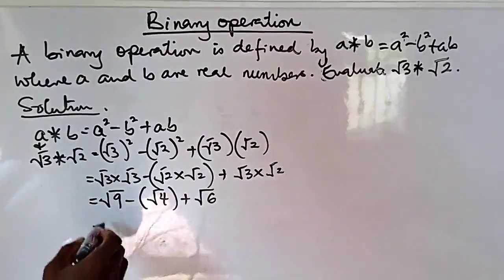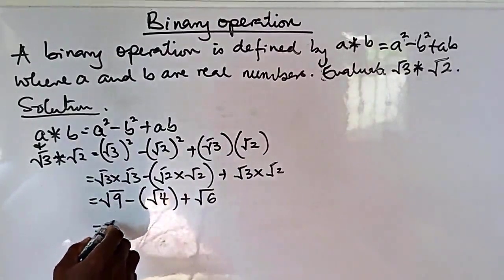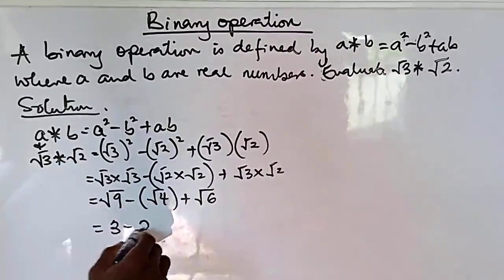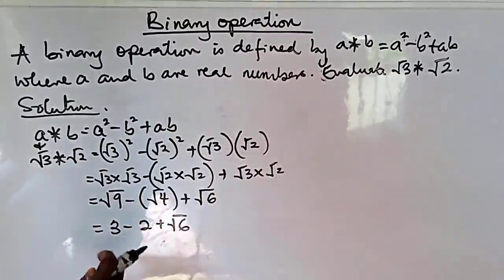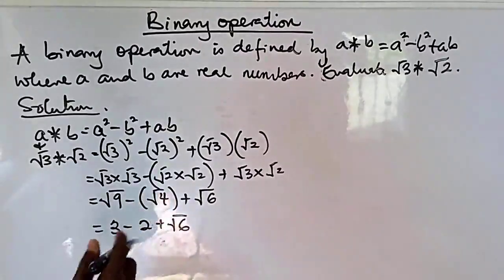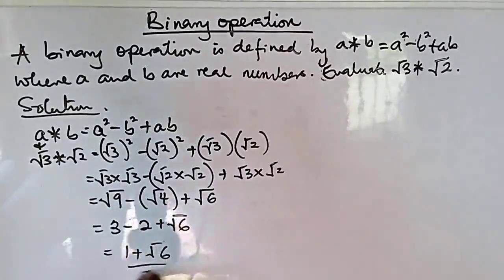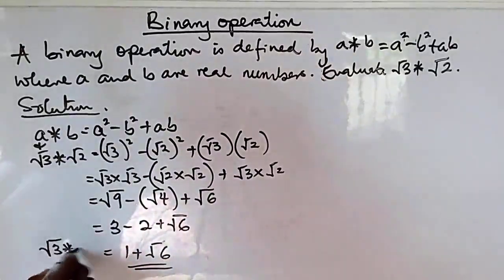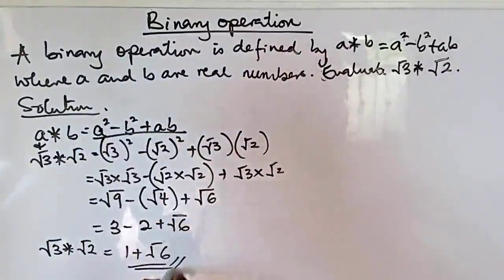But we all know that the square root of 9 will give us 3, then minus the square root of 4 will give us 2. Now plus root 6. So 3 minus 2 here will give us 1, then plus root 6, which means that 3 operation 2 according to this will give us this.